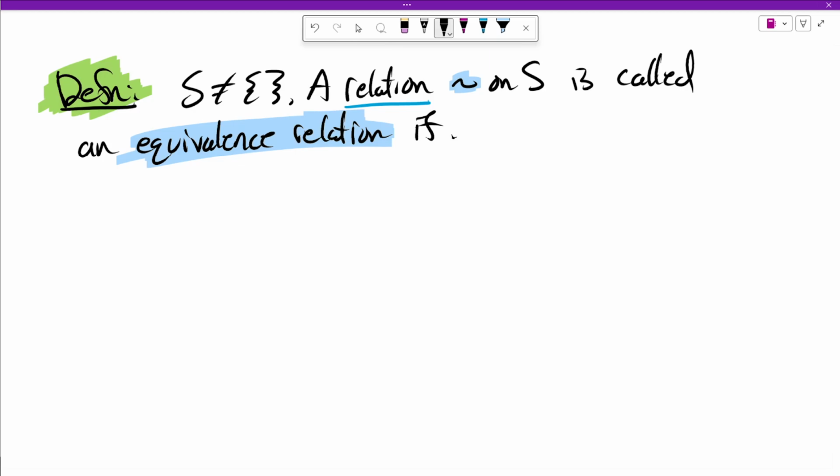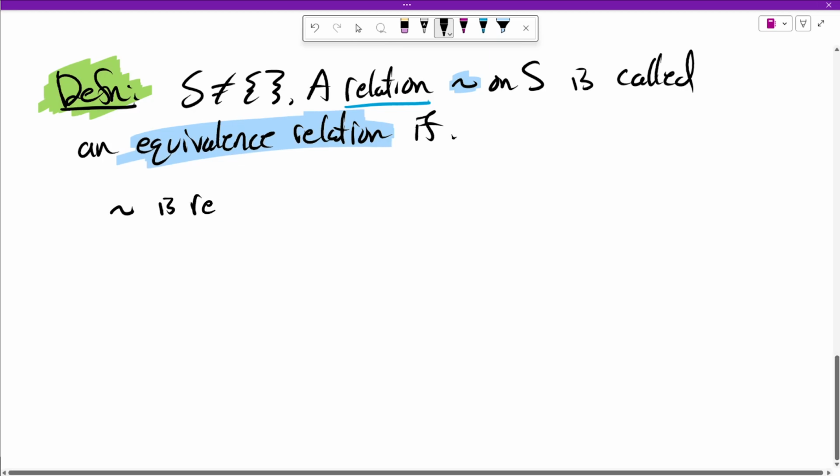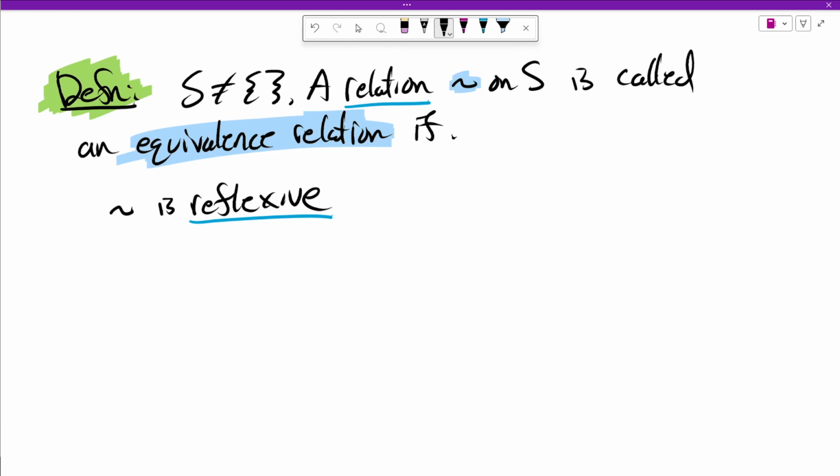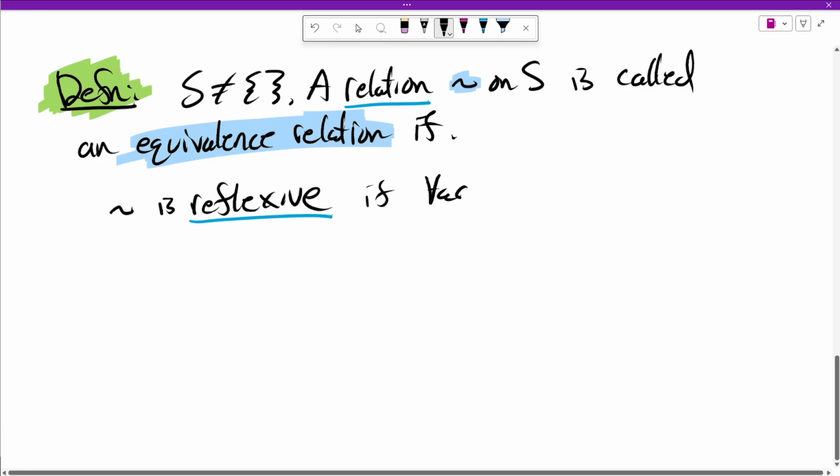All right. So our relation, which we refer to as tilde, is called an equivalence relation if tilde is reflexive. Where does this property come from? Well, we would very much like elements to be related to themselves, if this is going to be a notion of sameness. Equals should be the highest notion of sameness, so an element should be related to itself. So tilde is reflexive if for all a in S, a is related to a.